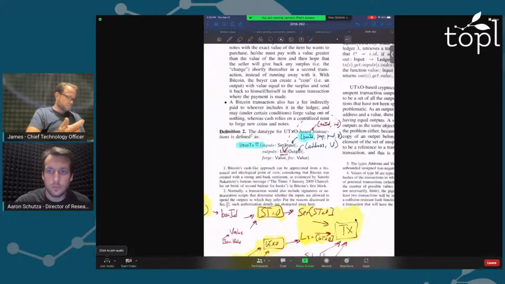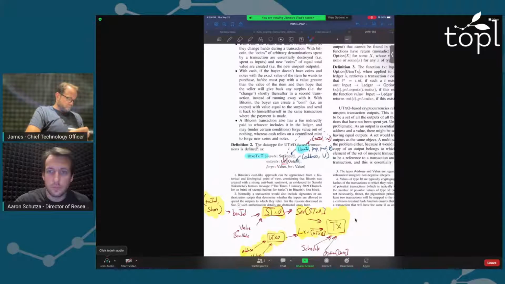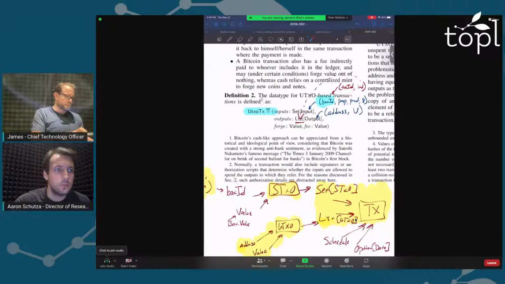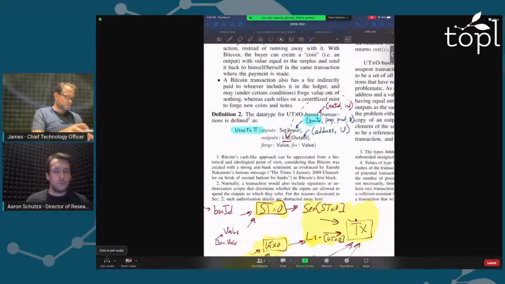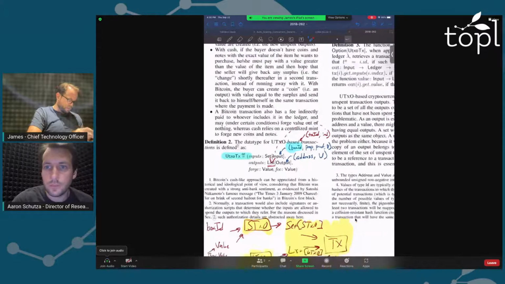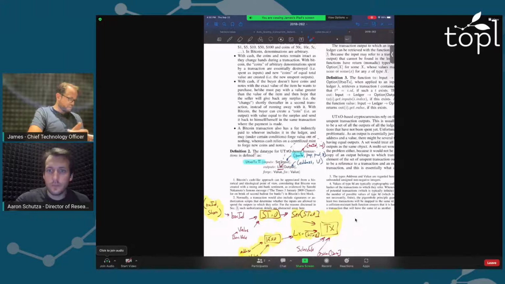Interesting question though. I will say for everyone, internally at Topple, our UTXO model is slightly different. That's what I'm showing here on the bottom. But it's close enough for the sake here that we can maybe ignore it. But yeah, do you want to go to the next section here?